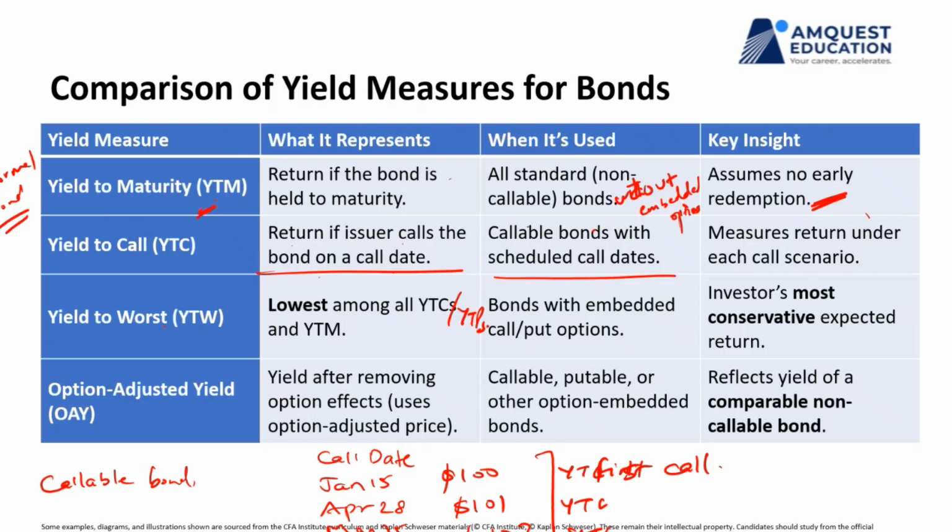Again, yield to worst can be calculated for any bond. It is the investor's most conservative return, which means this is the lowest return you are going to get, which is why it is called YTW, yield to worst. You're going to get the lowest return here.